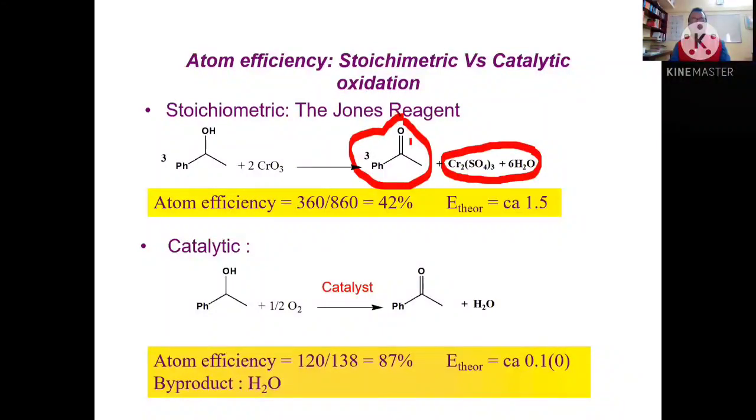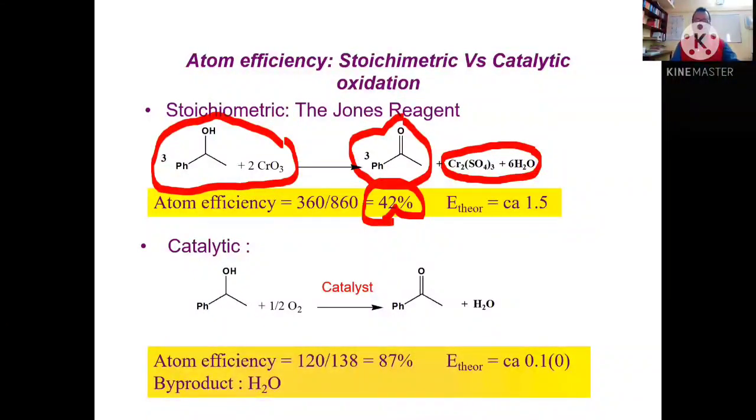So here, for the atom economy, this is the product you are getting. You are getting 3 moles of product, and the total molecular weight of the product will be 360. And the total molecular weight of the reactants, if you calculate it, will be 860. So the atom economy is only 42%. And when the atom economy gets lowered, the E factor increases, and the E factor is 1.5. So if the atom economy is 100%, then the E factor will be 0.